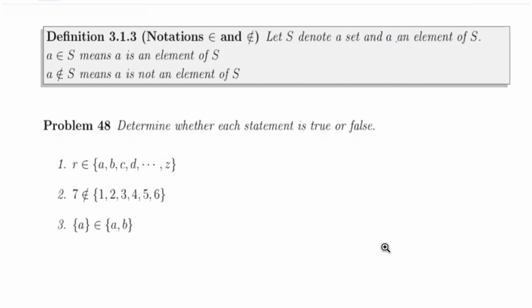Okay, so let's do it together. So part one. R is an element of set A, B, C, D, ... Z. All right, let's begin with Aaron. Is this a true statement, Aaron? Sorry, we're talking about the first one, right here. Okay, is this true? Yes. Why? Because it lists the alphabet with the ellipsis, and then it ends at Z, and R is between there. Right, R is somewhere out here, so it's true. Very good. Let's move to number 2.